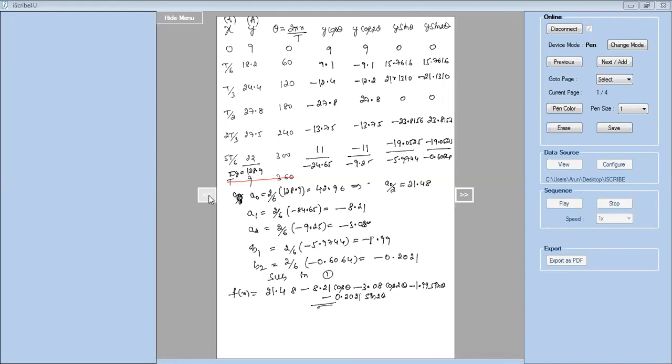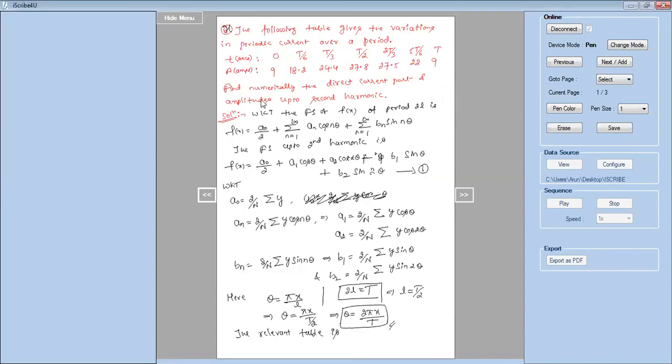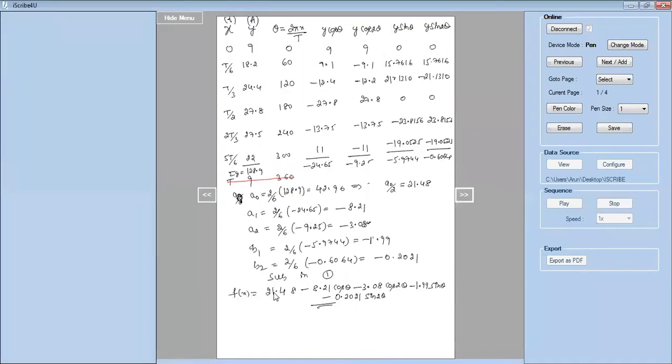But what is the question here? They said find the direct current part and amplitude of the second harmonic. So how to find this? Remember guys, the direct current part means the DC part. It is the value of your A naught by 2, the constant. So it comes around 21.48. This already we did. So this is the value of the direct current part, 21.48.